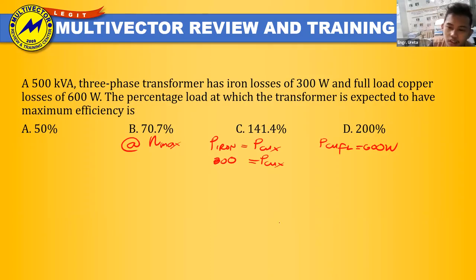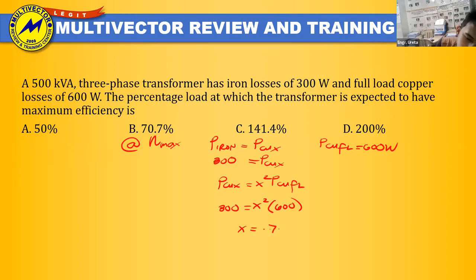Here, our PCUX is just equal to X squared times PCUFL. Our PCUX is 300, which is equal to X squared multiplied by the copper full load losses. X is equal to 0.707, which is 70.71% when you multiply by 100%. That is problem number 94.